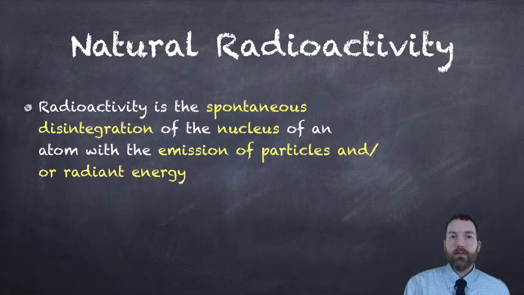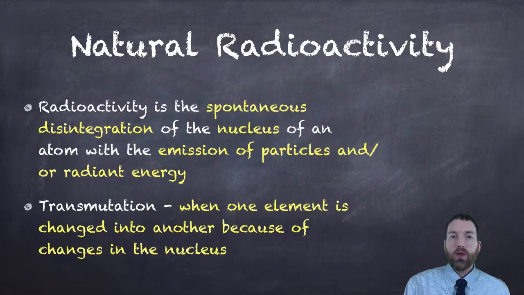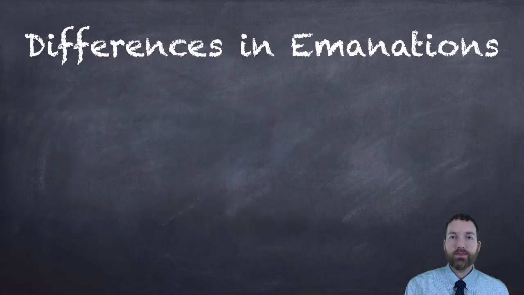So radioactivity is the spontaneous disintegration of the nucleus of an atom with the emission of particles and/or radiant energy. When they emit these particles and they lose protons and neutrons from their nucleus, the atom changes into something different, and that process is called transmutation. Transmutation is when one element is changed into another because of changes in the nucleus.